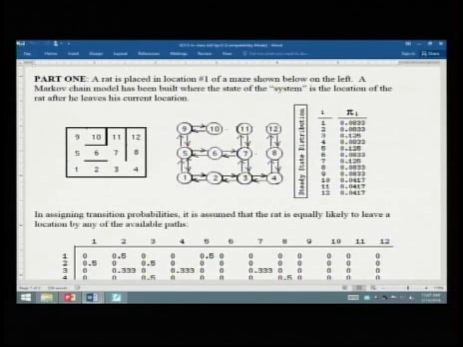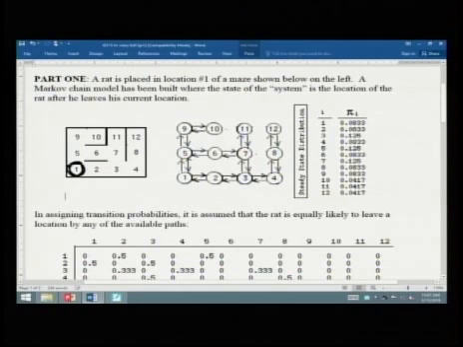Okay, so let's read the problem description first together. A rat is placed in location number 1 of the maze, shown below on the left. So down here, right? So the rat is placed right here. The Markov chain model has been built where the state of the system is the location of the rat after he leaves his current location.